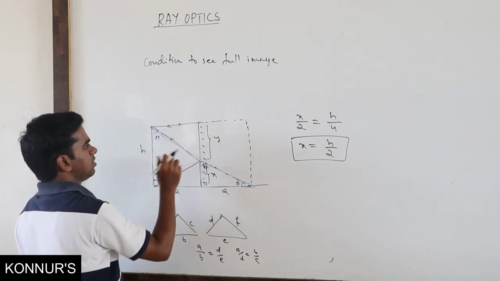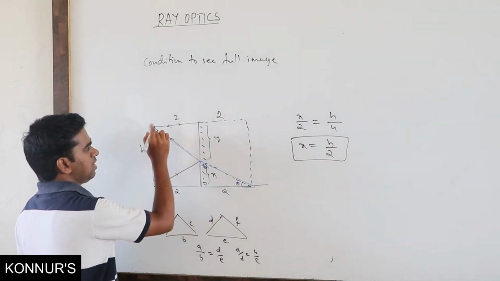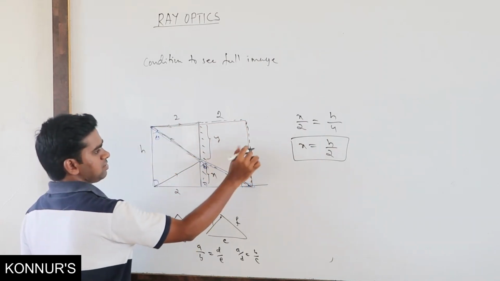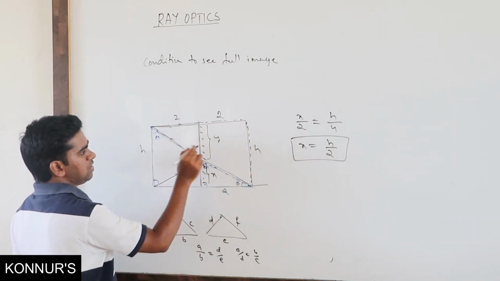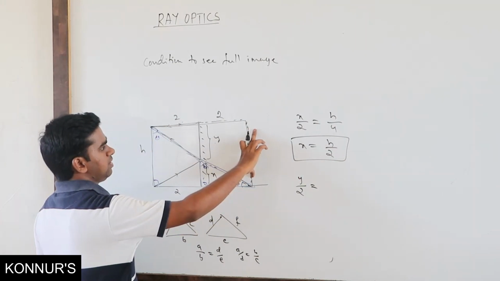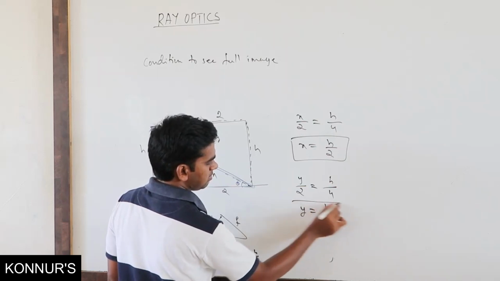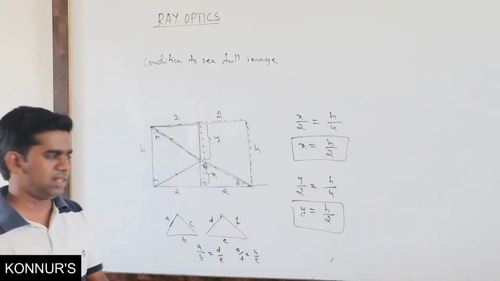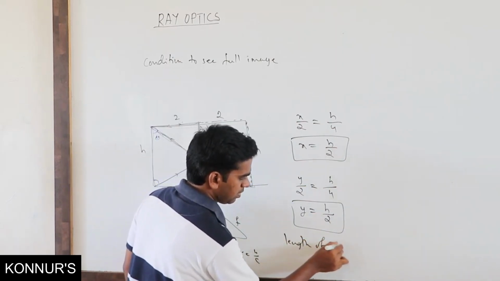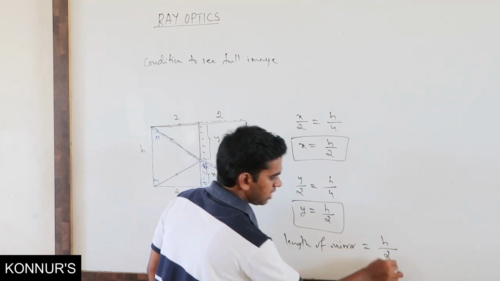Similarly here, if this is 2, this is also 2. So from this triangle and from this total triangle, if this is h, this is also going to be h. So the ratio of sides: y by 2 equals h divided by 4. So y equals h by 2. That means the length of the mirror should be half of his height. The length of the mirror should be equal to half of the object height, that is h by 2.